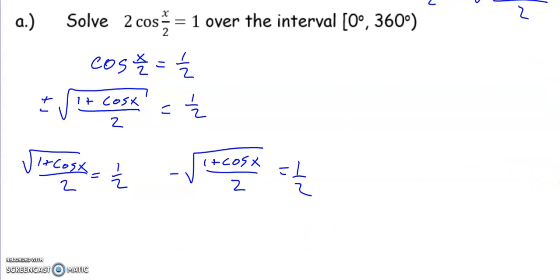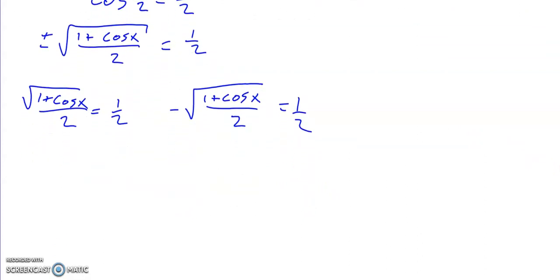I really didn't need to do this, but I wanted to really focus on what the algebra is saying. Oops, let's remember this is over the entire thing. Alrighty, let's get rid of that square root because we've got to get the cosine x by itself. To get rid of the square root, I am going to square both sides. So if I square the left side, I get 1 plus cosine x over 2. 1/2 squared is 1/4. I'm going to do the same thing here. Got to get rid of that square root.